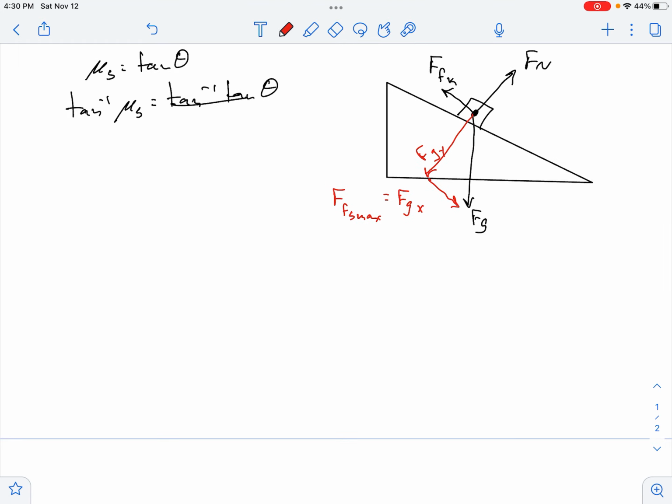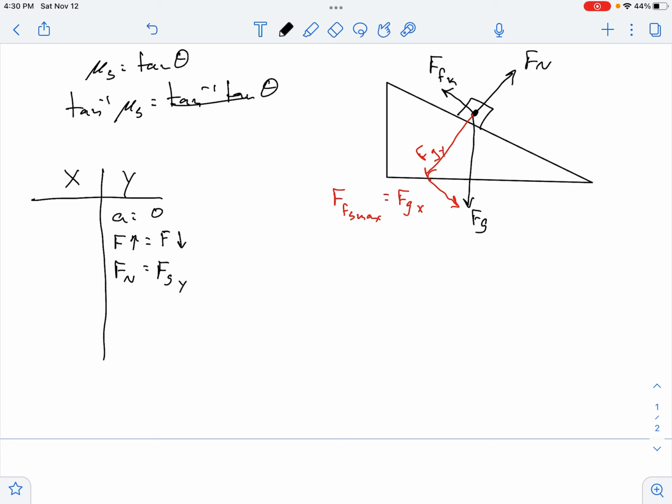So what I need to do is I need to know the acceleration. Well, this just turns into a second law problem, right? So I'm going to create my XY bar chart. On the Y side, we know my acceleration is 0. So my up forces equal my down forces, which means Fn is equal to Fgy. Just like in the last one.